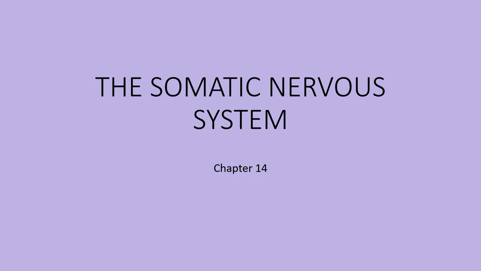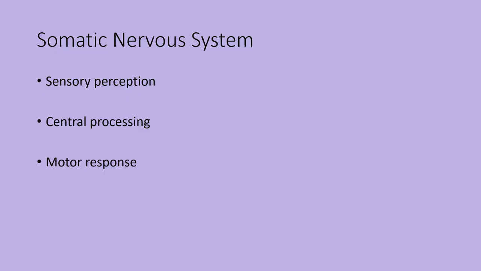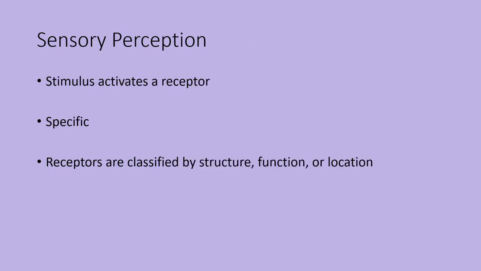Chapter 14 deals with the somatic nervous system. What we're going to be looking at is breaking it down into three components: the sensory perception, the central processing then of that sensory information, and then the type of response, which would be the motor response to it.